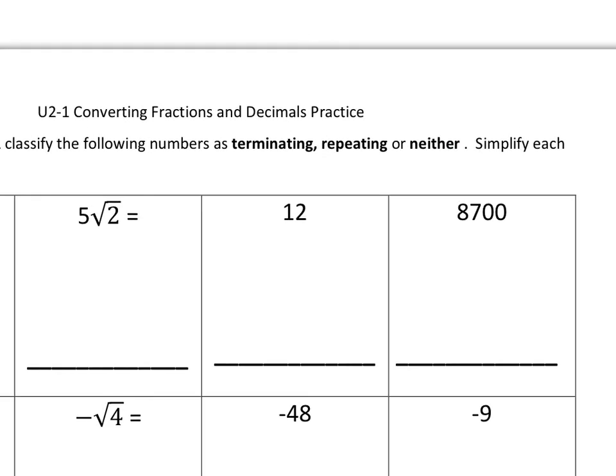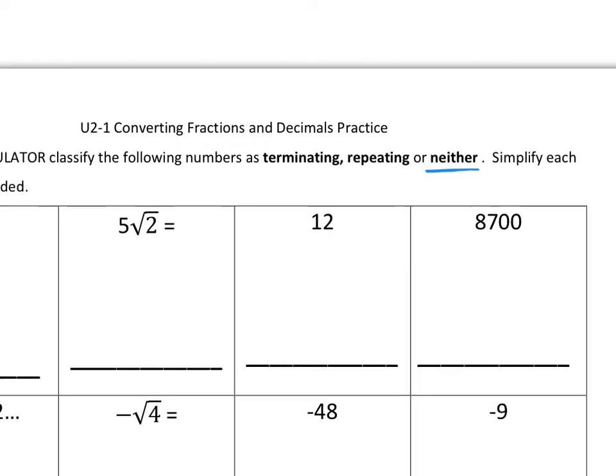So the neither category would be a number, let's do an example of that, a number like 2.36794. There's no pattern in the numbers, so it doesn't stop because it goes on forever, and it doesn't repeat because there's no repeating pattern, so that would fall under the neither category. So let's do a few of these together.